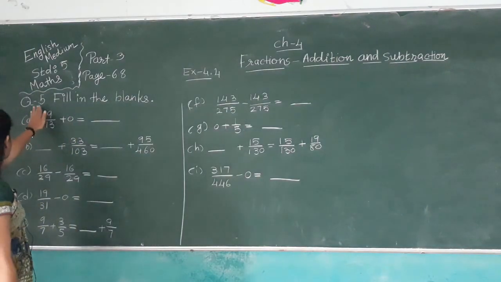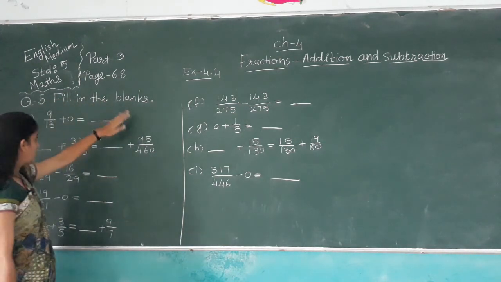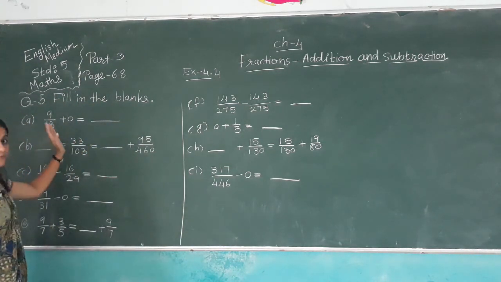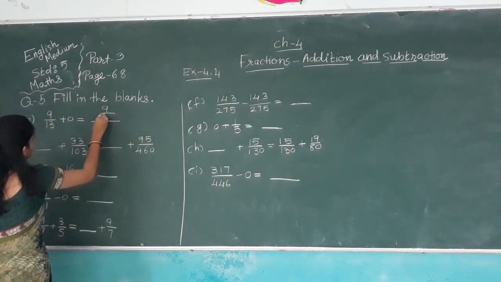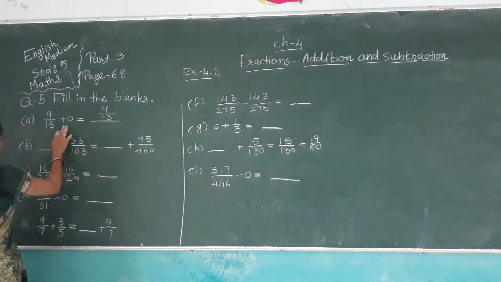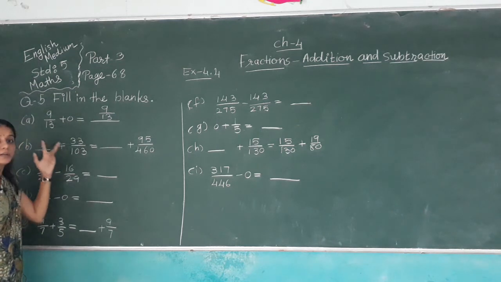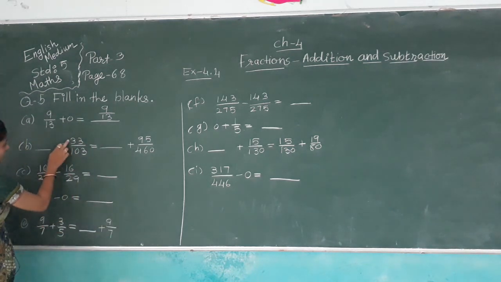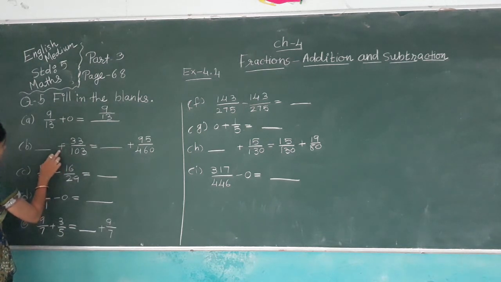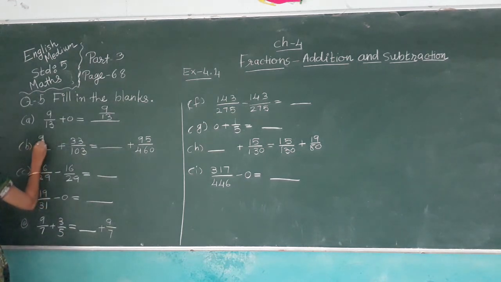Now next, question number 5. Fill in the blanks. When 0 is added to any fraction, you get the same answer. So here 9 out of 13 plus 0 is equal to 9 out of 13. When you add two numbers in any order, you get the same answer. So here 13 out of 130 plus the missing number gives the same answer, 95 out of 460.